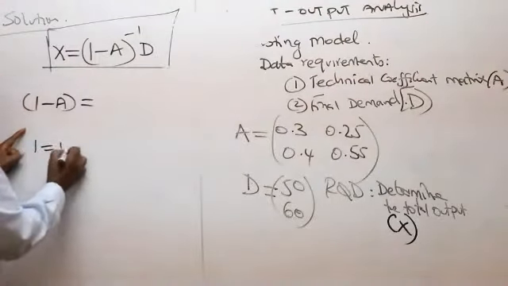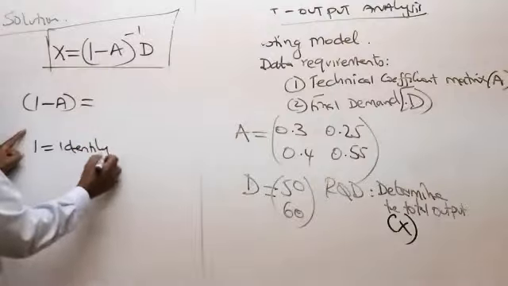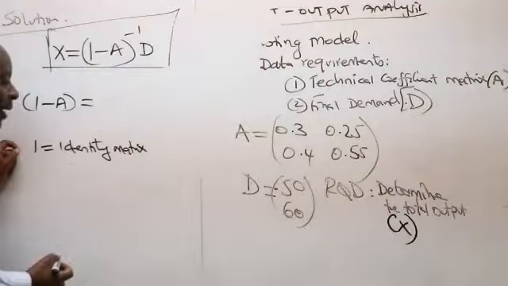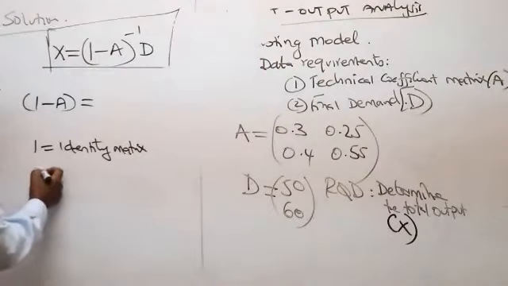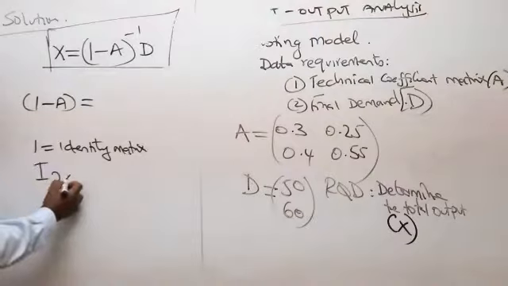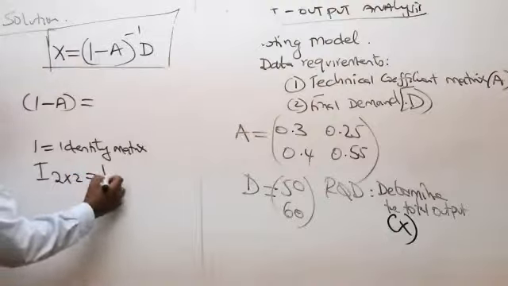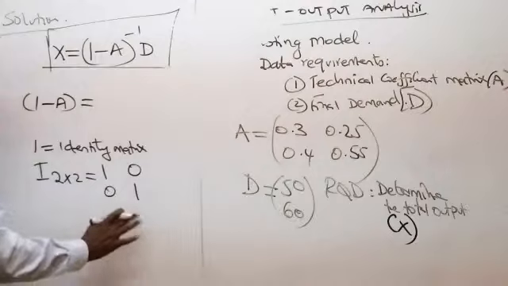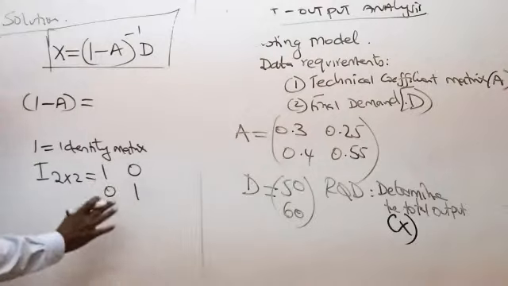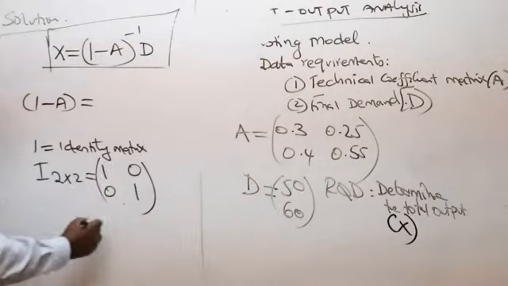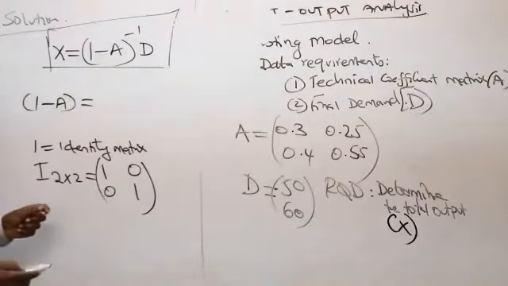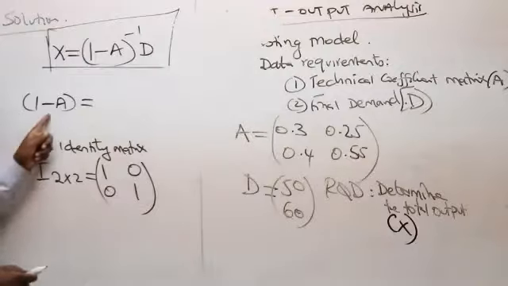This is called an identity matrix. Remember, for a 2 by 2 identity, we write 1, 0, 0, 1. The diagonal entries are 1, and every other entry becomes 0. This is the identity 2 by 2.